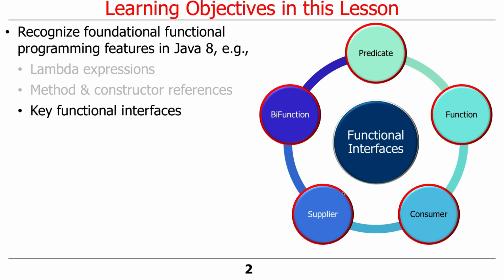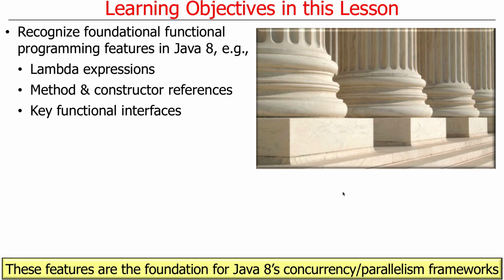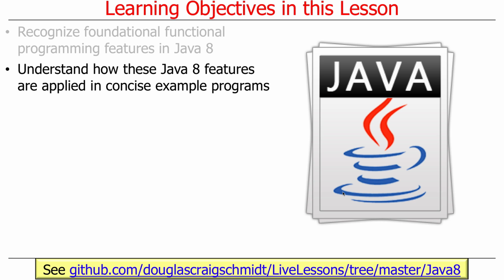We're going to focus on 5 of the most common types. And not only are these very common, but they're also the core functional interfaces that are used with streams, both sequential streams and parallel streams, as well as with completable futures. So understanding these 5 types of functional interfaces will make life much easier as we go further along. And that's why I was saying, they're the foundation for the parallelism frameworks and concurrency frameworks and so on.